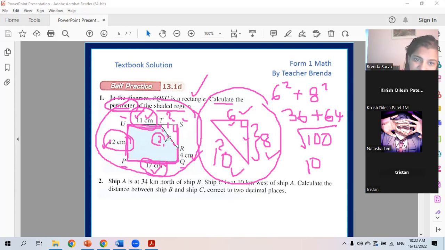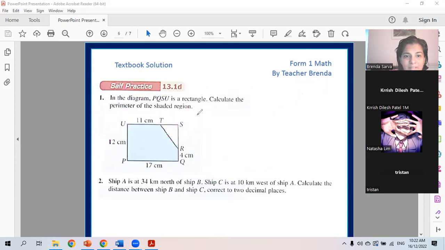So now you have this. Can you now find the perimeter? Do you understand this question, Tristan, now? So that's how you do it. But of course, you must write it out. Okay? But the first part is finding this.